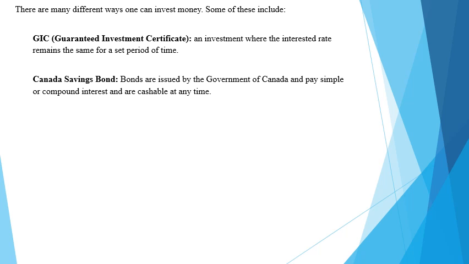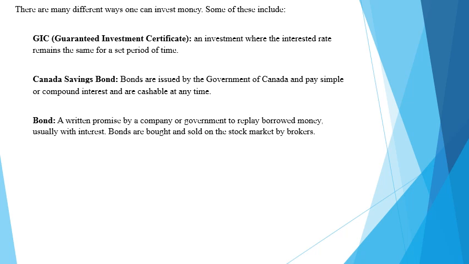A Canada Savings Bond. Those are bonds that are issued by the government and pay simple or compound interest and are cashable at any time. A bond is a written promise by a company or the government to repay borrowed money, usually with interest. Bonds are often bought and sold on the stock market by brokers. So when you buy a bond, you're lending that corporation, that business, that part of government money so that they have money to spend. And when they pay it back, you get it back with interest.